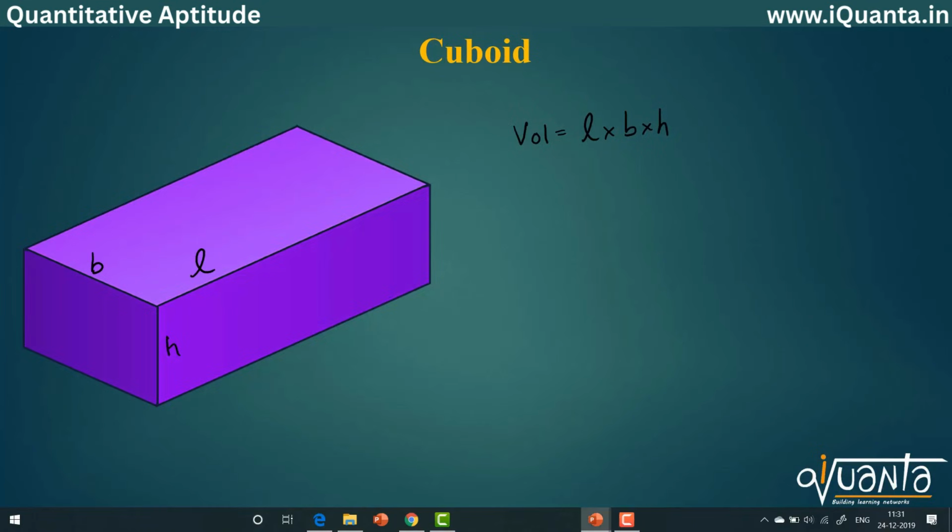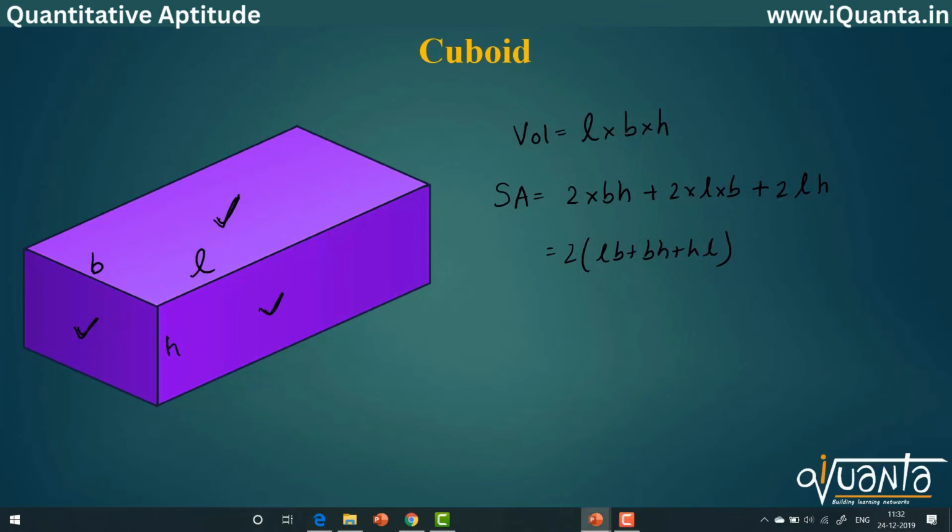So if I find out the area of 2 such faces having dimension b into h, so surface area of a cuboid becomes 2 times b into h, because we have 2 such faces. Then we have 2 faces having area b into l, so we'll add 2 into l into b. Then we have 2 faces having dimensions l into h, so 2 times l into h. So if I take 2 common, lb plus bh plus hl, this becomes the surface area of a cuboid. Again, a cuboid also has 12 edges. It has 8 vertices.